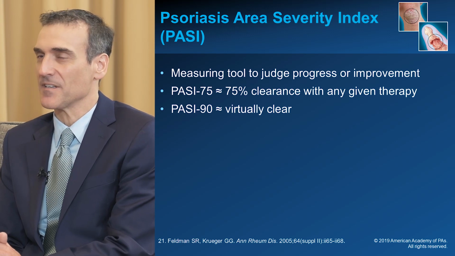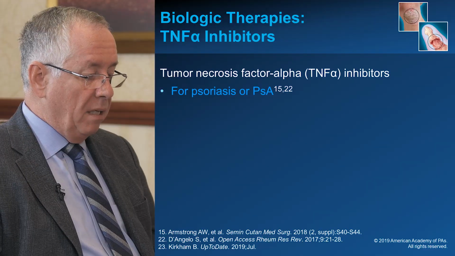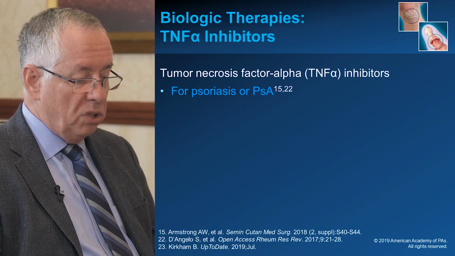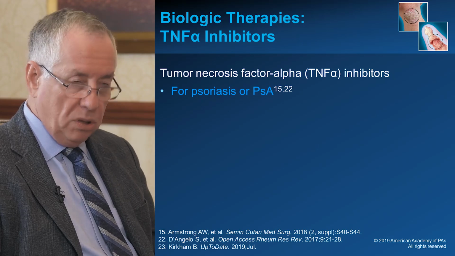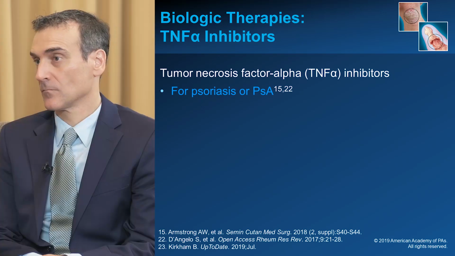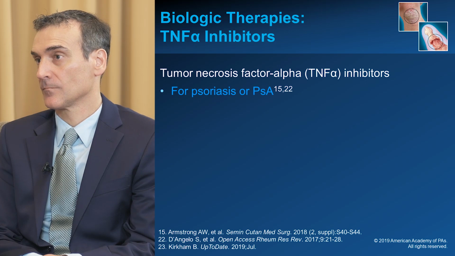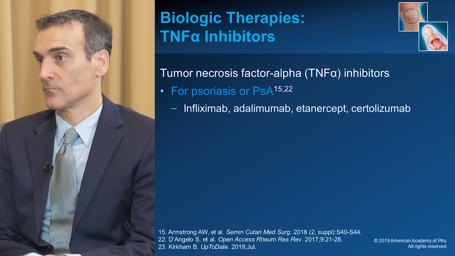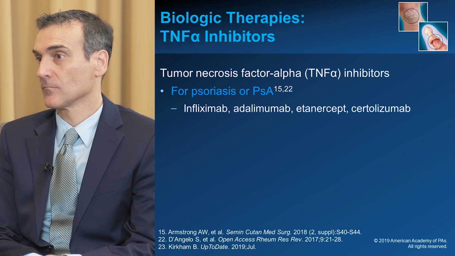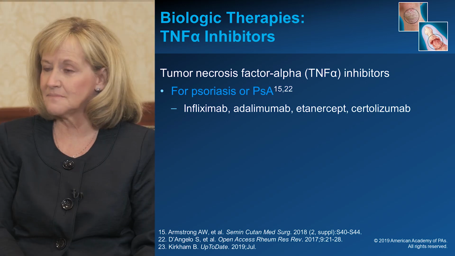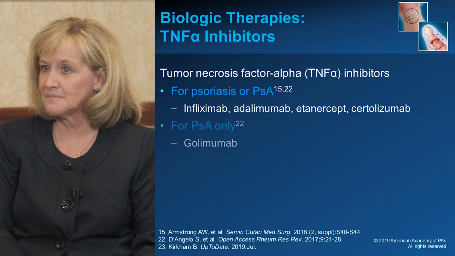I know PASI 100 is even bandied around a little bit now. Let's get into some of the agents that our audience may be a little more familiar with, and some of these agents have been out for as long as 20 years, especially for psoriasis. So we're talking about things like anti-tumor necrosis factor alpha inhibitors, commonly called TNF-alphas or TNF-alpha inhibitors. So for psoriasis, we have drugs like infliximab, adalimumab, etanercept, and certolizumab. For psoriatic arthritis only, we have golimumab.